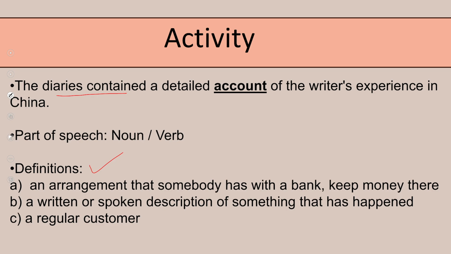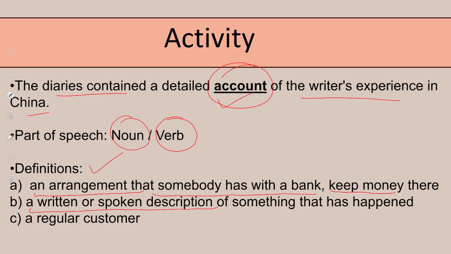The diaries contained a detailed account of the writer's experience in China. What do you mean by the word account? Let's open our dictionaries. First, you can see that it can be a noun or a verb. Now, let's look at the definition. Number one, an arrangement that somebody has with a bank to keep money there. Now, number two is a written or spoken description of something that has happened. And number three is a regular customer.